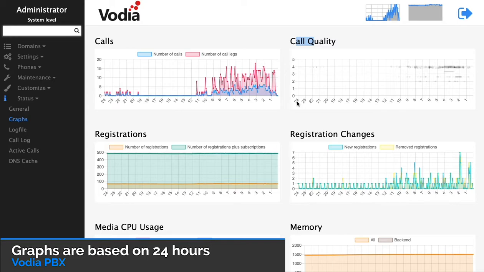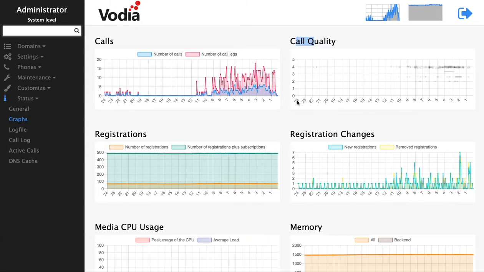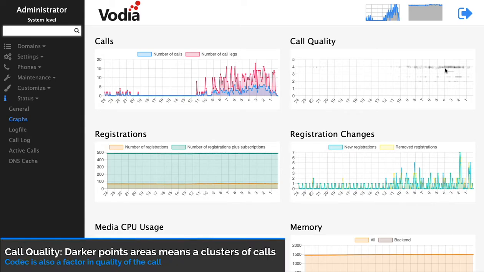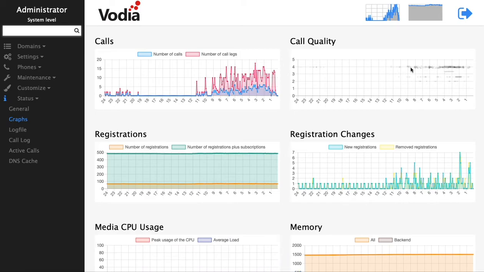So you see here, the left side is 24 hours ago, and the right side means the current time here. Maybe you can see that with the mouse. On this graph you can see it's like a cloud. The darker the cloud, the more calls in that area. And in this graph we obviously have a lot of calls.